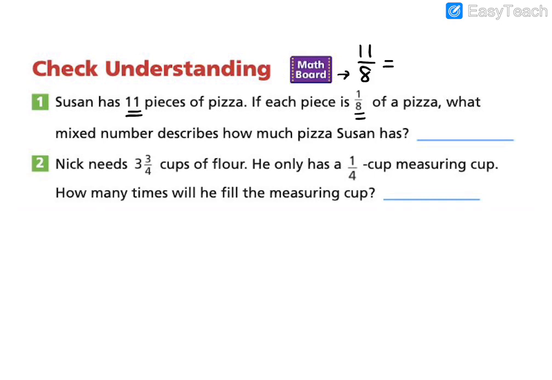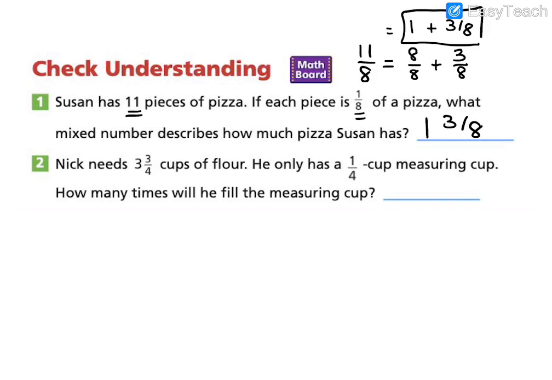I know that my whole for 8 is 8/8. That will tell me that she has 1 whole pizza. Do I have another group of 8/8 in 11/8? No, I don't. I just have 3/8 remaining. So what this tells me is 11/8 is equal to 1 whole plus 3/8. So if I want to write my mixed number, it will look like 1 3/8. So she has 1 whole pizza plus 3/8 of a pizza.